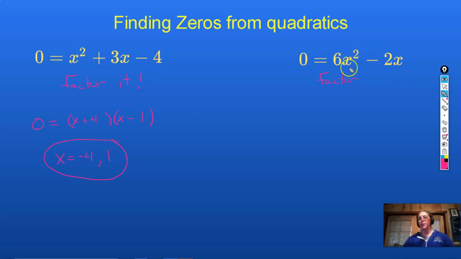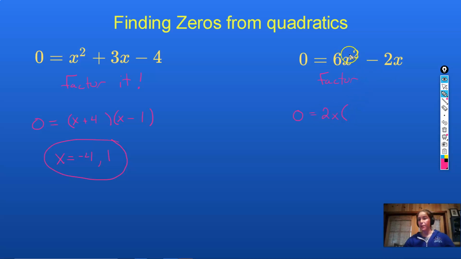Now this is not a trinomial, so we're not going to factor it that way. However, what do we have here? We have a 6x squared and a 2x, so they both contain a common factor of x. So let's use greatest common factor. They also contain a 2, right? So the greatest common factor here is actually going to be a 2x. So let's pull that out in front.